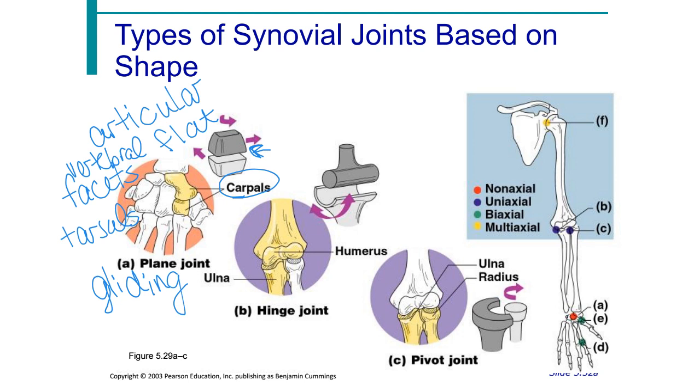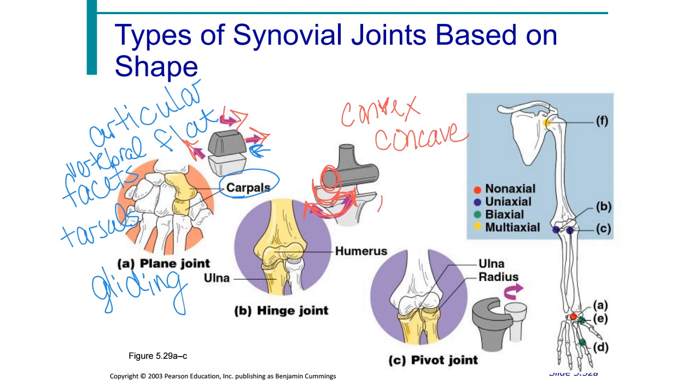Our next one here is a hinge joint. With a hinge joint, you have one convex and one concave surface, and you'll see how these two fit together nicely. And so what that does is it limits the motion in one plane. You'll see on the gliding or plane joint here, you can go all different directions, in all the different planes, X, Y, Z. With this hinge joint, I only get motion in one plane.